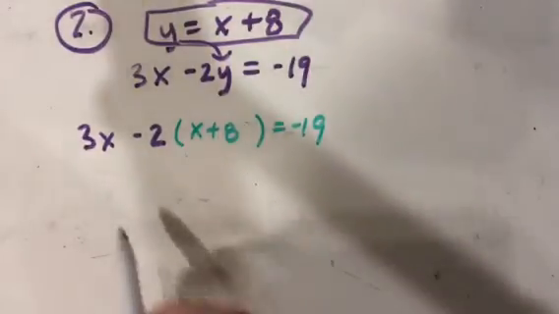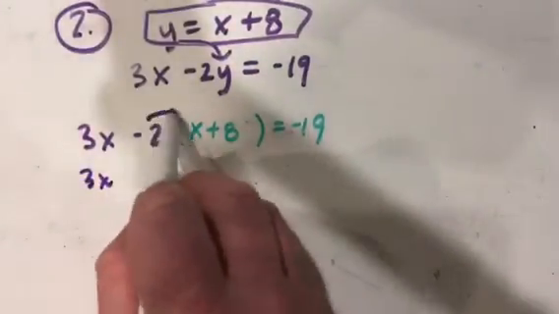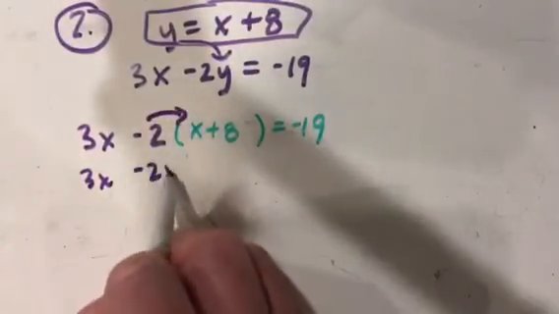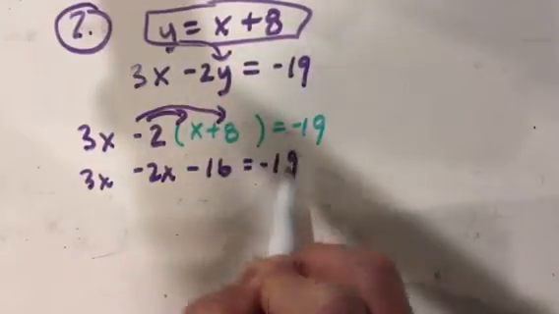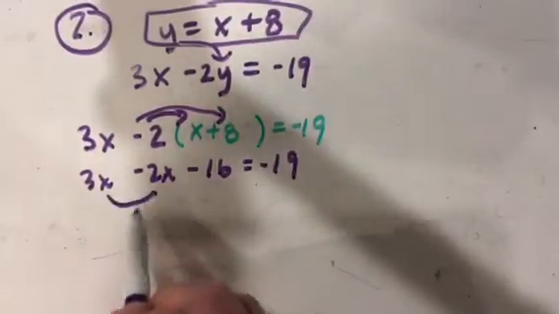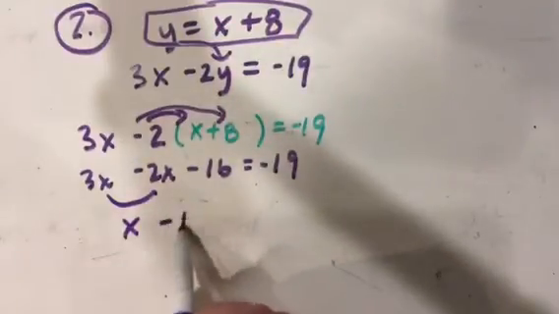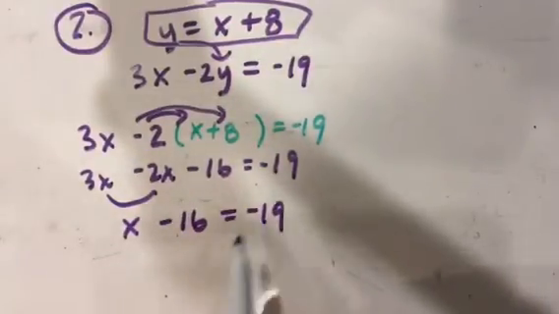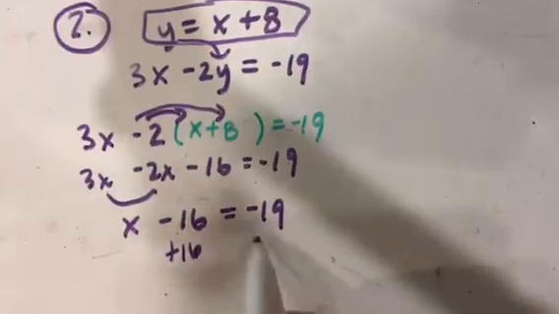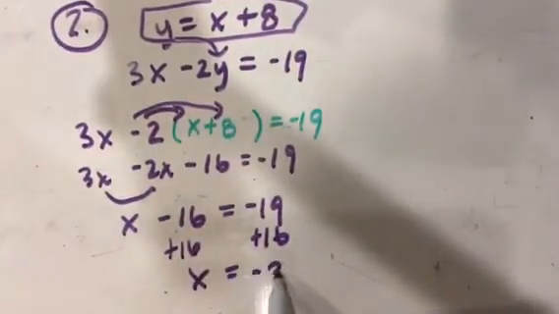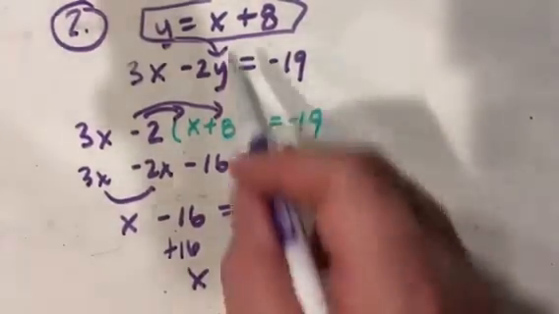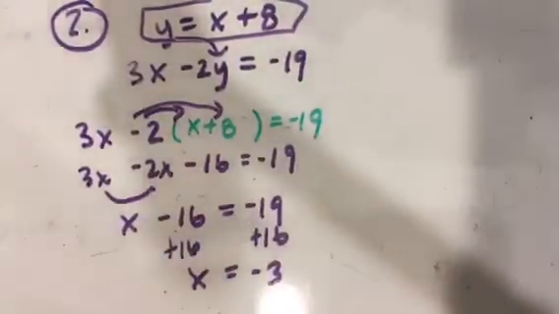Alright, so we're using substitution. Distribute minus 2x. Distribute minus 16. Like terms, x. What's left? Add 16. So x is equal to -3. Now, if you were thinking elimination, yes, you could have brought the x over and then got everything lined up yourself. But since it was ready to go with substitution, that's what I did.